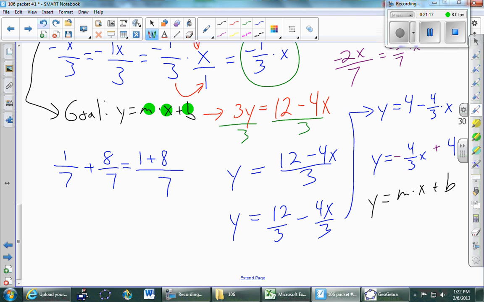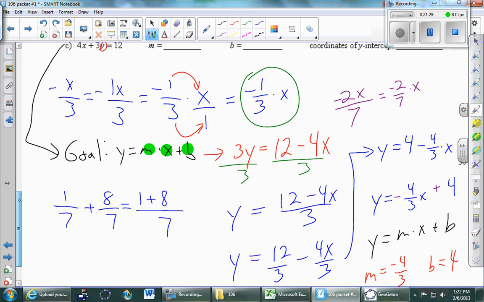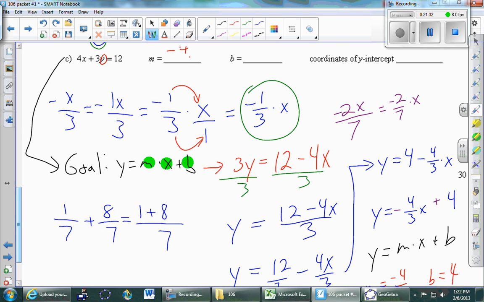Okay, so let's write down. What is the m? Negative 4/3. What is the b? 4. So we can fill in the blanks up above with those two numbers. Negative 4/3 and 4. Any questions on that?